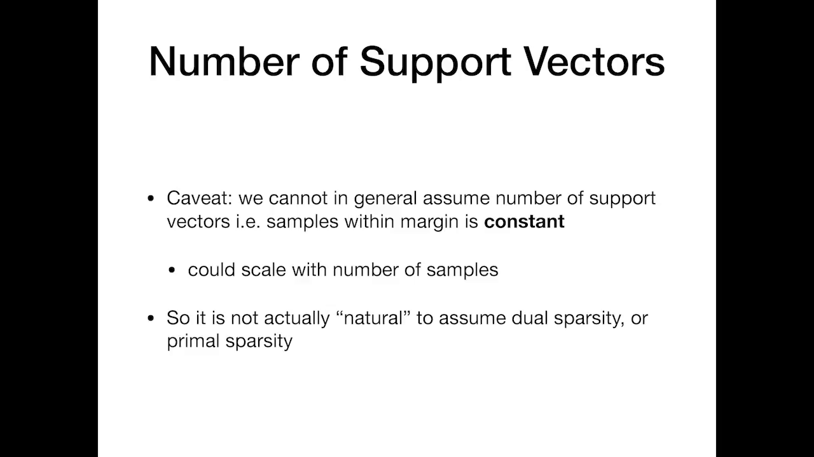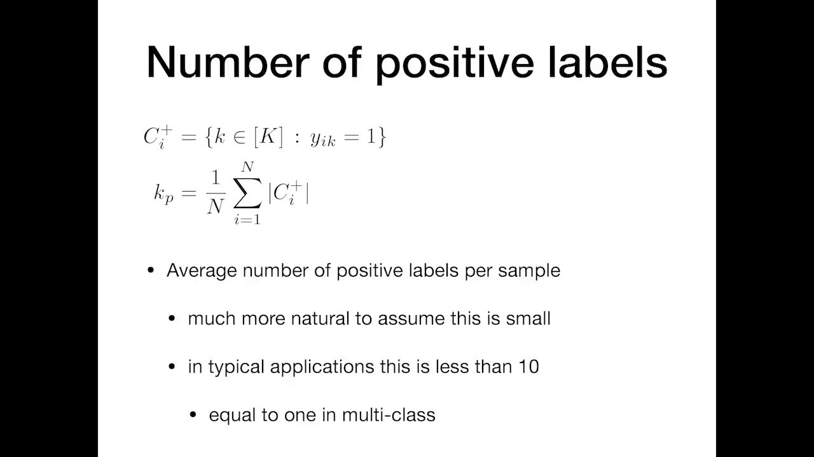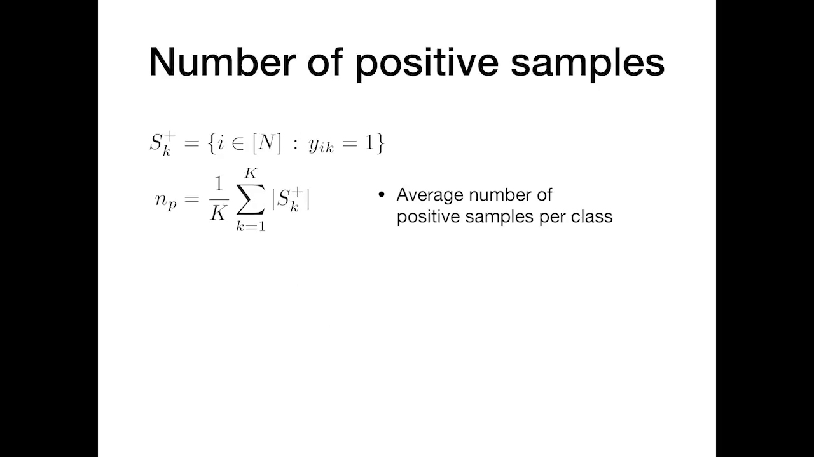And so instead of assuming that, I'm going to talk about the number of positive labels. Okay, so for sample i, these are going to be those bits which are 1, right? So I already defined this notation, and I'm going to talk about the average number of positive labels. And so this is much more natural to assume as constant. In typical applications, this is less than 10. In multi-class classification, this is 1. There is a single bit that's non-zero, right? So for all, this is arguably even more natural than the MCL sparsity. And so this is what I'm going to call NPL sparsity.